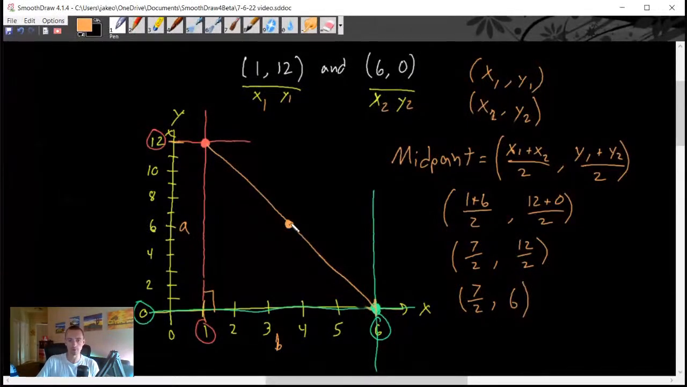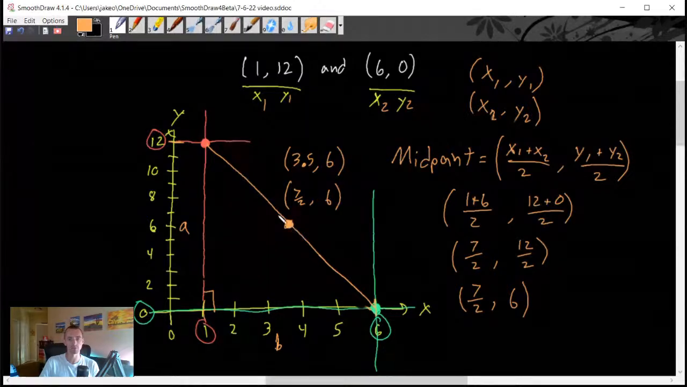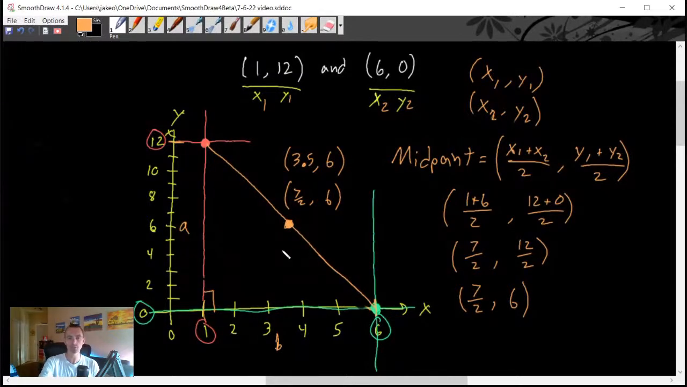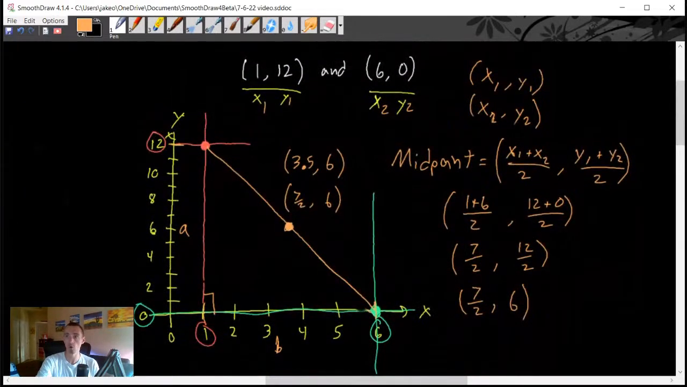So this coordinate right here, which is the midpoint between these 2 points, is 7 halves and 6. You could write it as a decimal if you wanted, so you could say 3.5 and 6. So that would be the coordinates of this midpoint right here. So that's really it for applying the midpoint formula in order to find the coordinates of that midpoint.